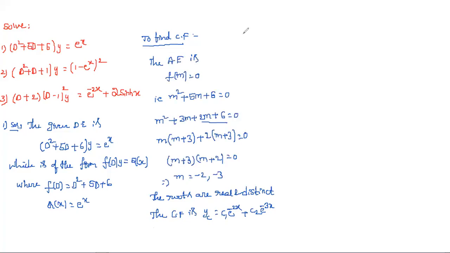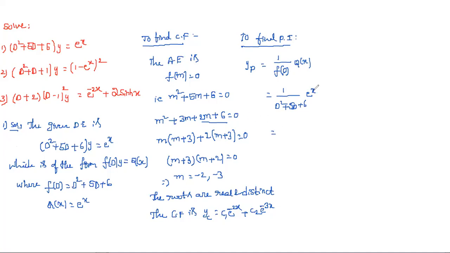And now the second step is nothing but to find the particular integral. First we need to write the formula here. Yp is equal to 1 by f of D into Q of x. So f of D is nothing but D square plus 5D plus 6. And Q of x is nothing but e power x. So this is type 1.